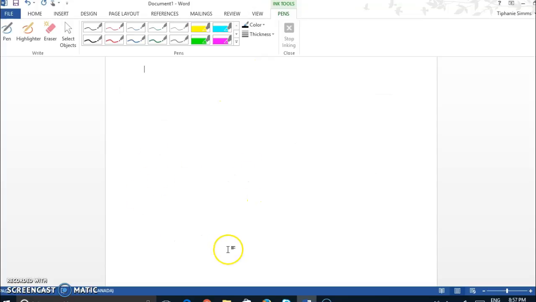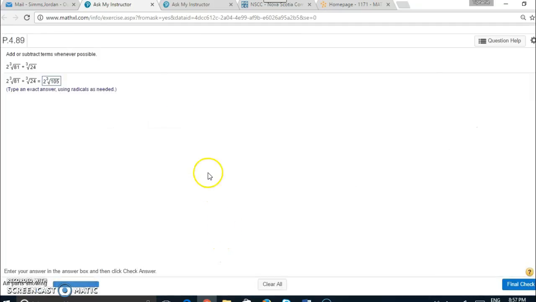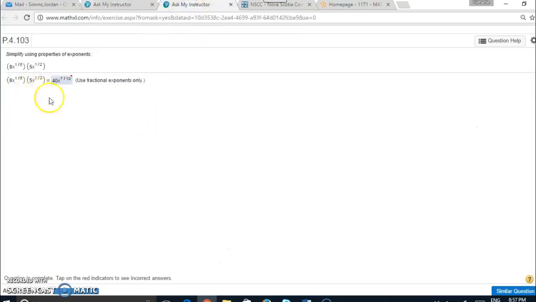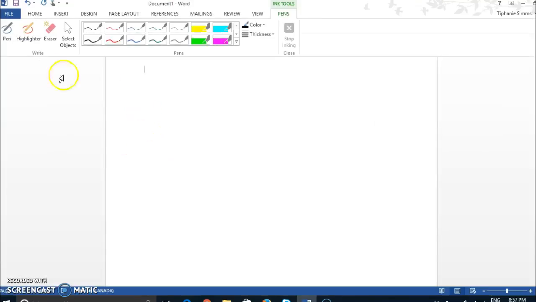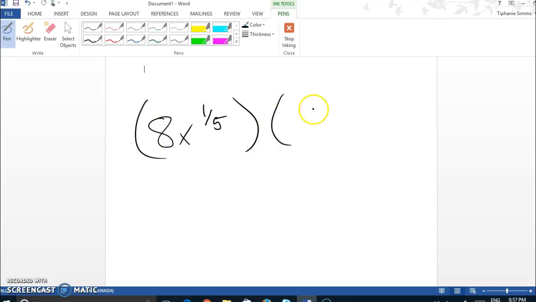Let me know if it doesn't. Now let's take a look at that next question you had. You had 8x to the 1/5 times 5x to the 1/2. So we had 8x to the power of 1/5 times 5x to the 1/2.